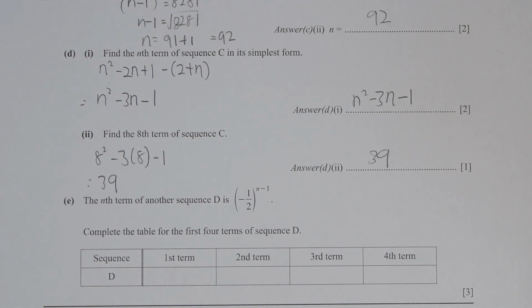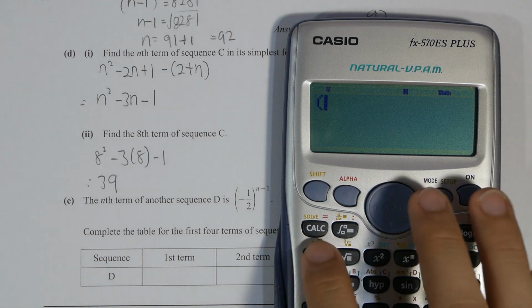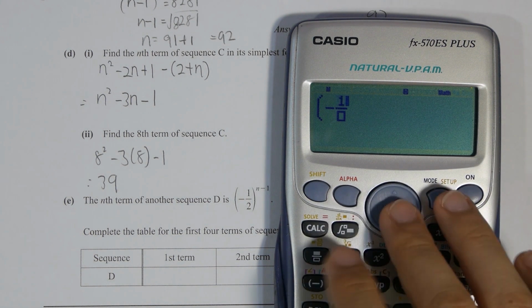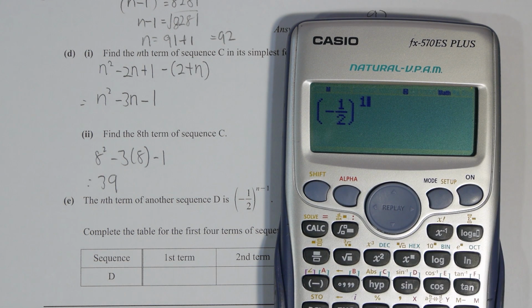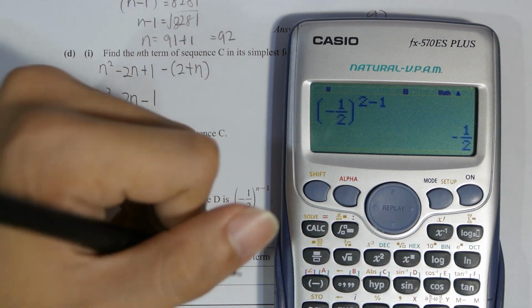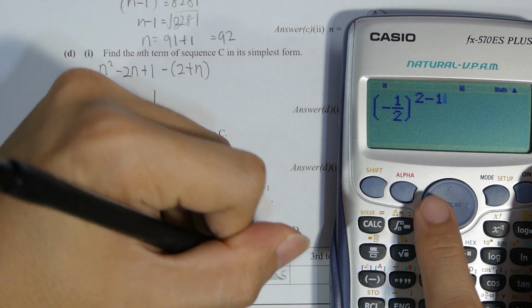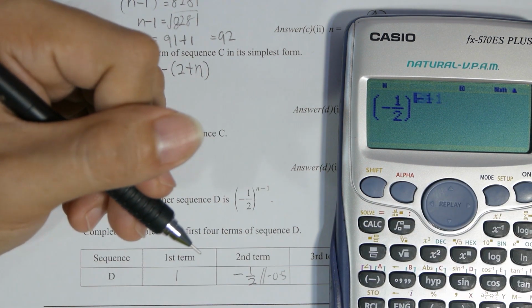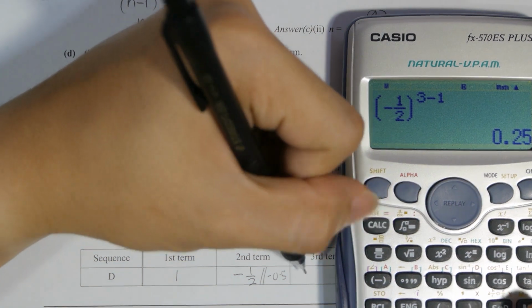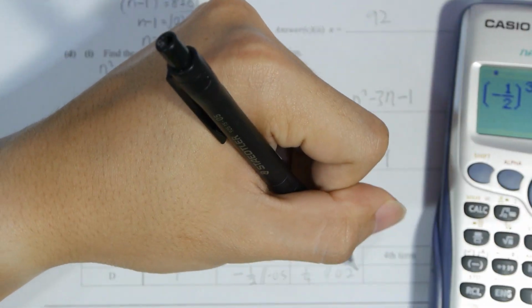The nth term of D is negative 1 over 2 to the power of n minus 1. So run the calculation by substituting the values of n into the formula. Then you will get the first term as 1, the second term as negative 1 over 2, the third term as 1 over 4, and the fourth term as negative 1 over 8.